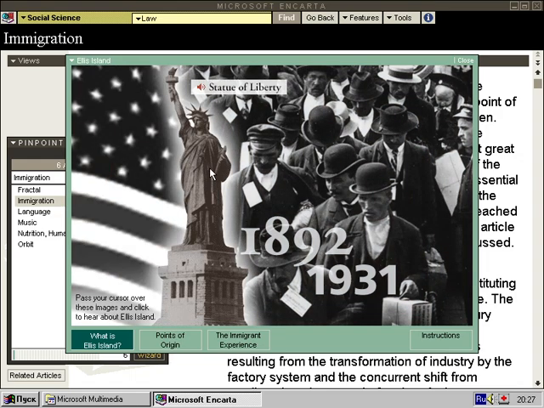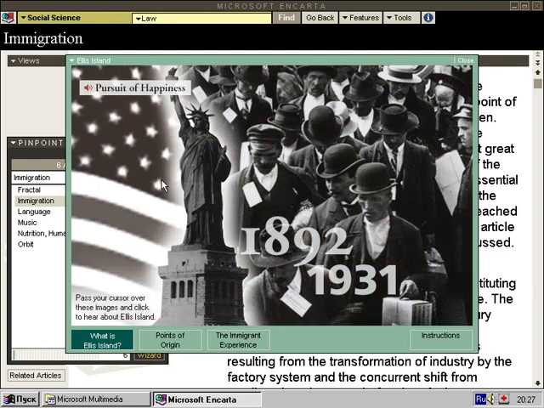A gift from France to the United States in 1886, the Statue of Liberty has become a global symbol of freedom. More than 12 million immigrants passed the statue, located on Liberty Island, on their way to Ellis Island.